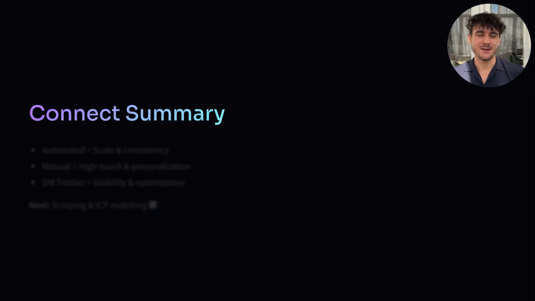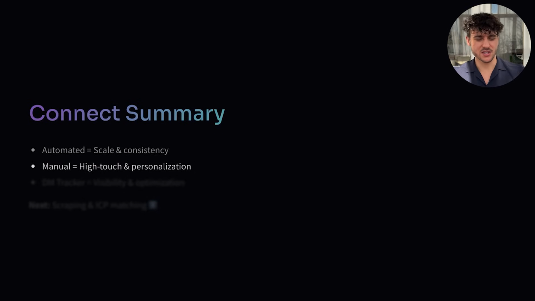I hope you enjoyed that DM Tracker walkthrough and you have a better picture of how that can fit into this entire system. And this is the summary of the connect phase. We want to have automated outreach so that we can achieve scale and consistency. We want to supplement this with manual outreach so that we can have high touch and personalization and reach the people that we usually couldn't reach with automated outreach. We want to use DM Tracker to have visibility, optimization, and all the data that we actually need.